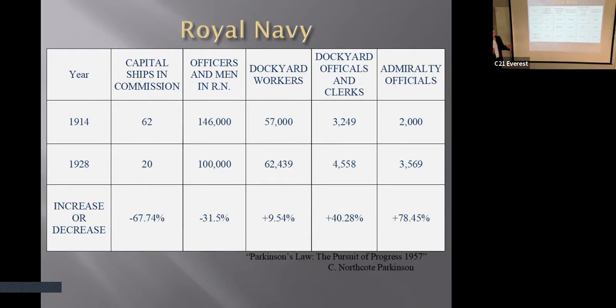So you would think when you're now not at war, you don't need as many ships, you therefore don't need as many men. You would think that you also shouldn't need as many dockyard workers, as many officials and clerks, and you shouldn't need so much other management. The admiralty officials, think of that as upper management, okay? So you would think with the number of ships going down, you wouldn't need as many, but notice what happened.